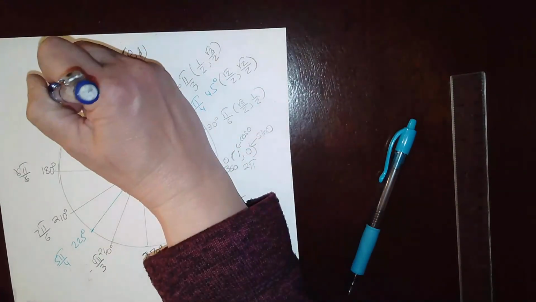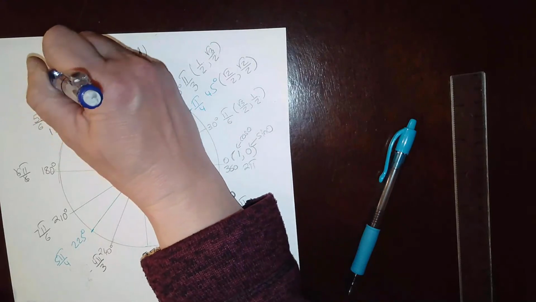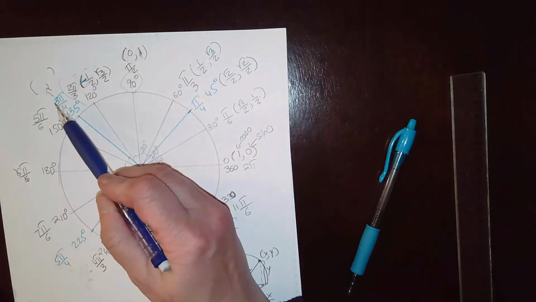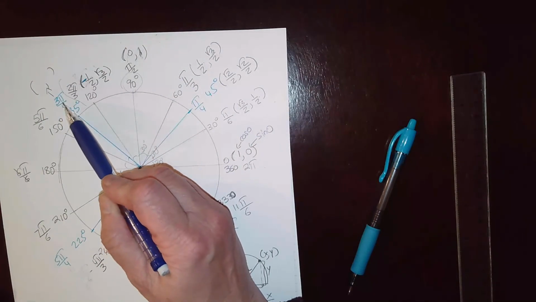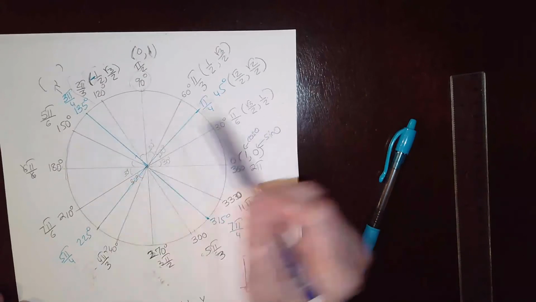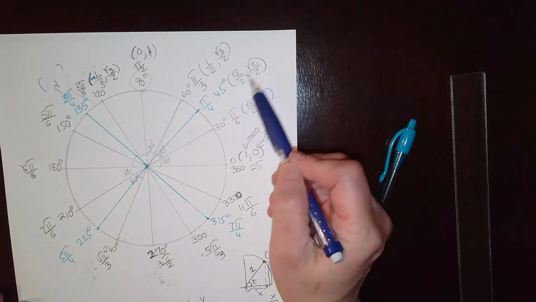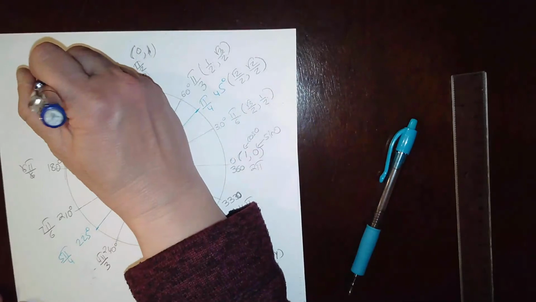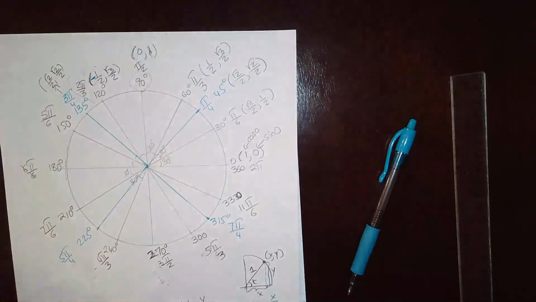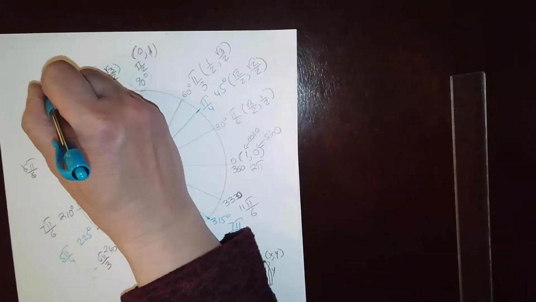Now let's go ahead and find the point that corresponds to 3 pi over 4. Now remember, 3 pi over 4, the reference angle is pi over 4, right? So for pi over 4, they're the same, root 2 over 2, root 2 over 2. The only difference, just like we've seen, is that the cosine here is negative.